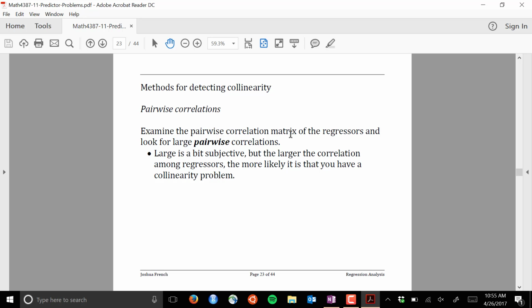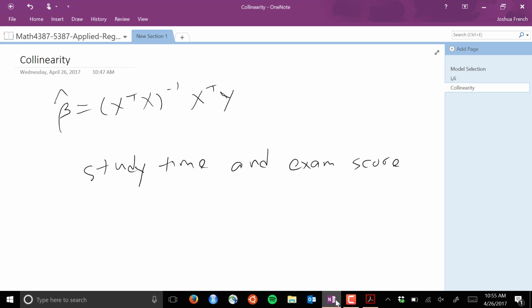But how do we detect collinearity in practical ways? So the simplest method, and the one I'm not going to recommend for you, even though we'll talk about it, is to simply look at the pairwise correlation matrix between the regressors. And here's the idea. So if we have two regressors, let's just call them x1 and x2, if they are linearly dependent, then x1 is approximately some constant alpha 1 plus some constant alpha 2 times x2. Okay, so if x1 is a linear combination of x2, or at least approximately so, then it's going to have a form like this.